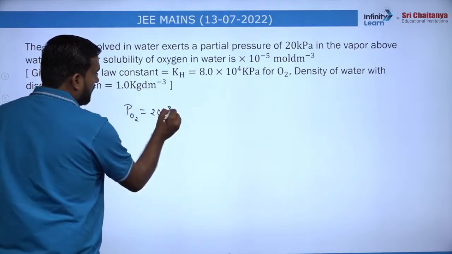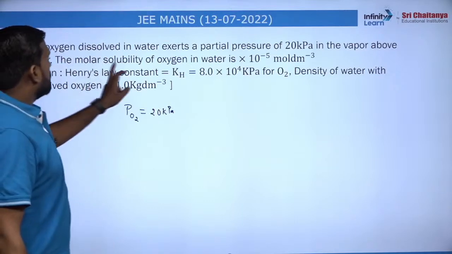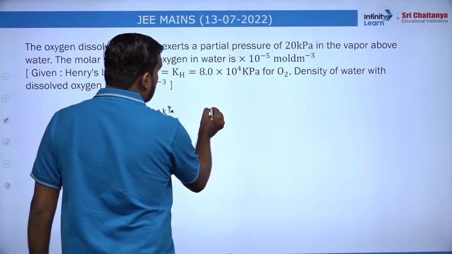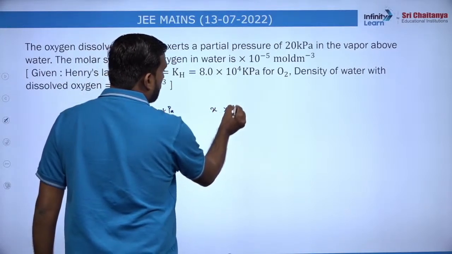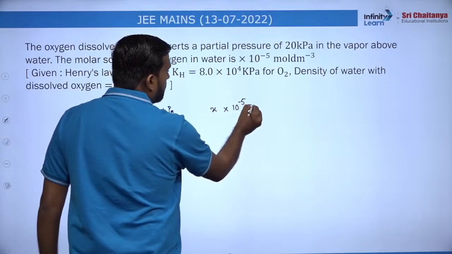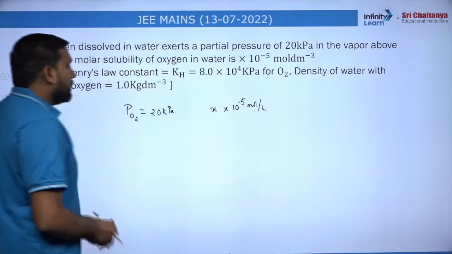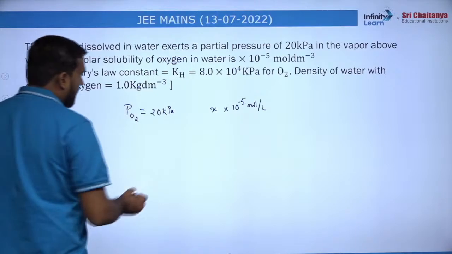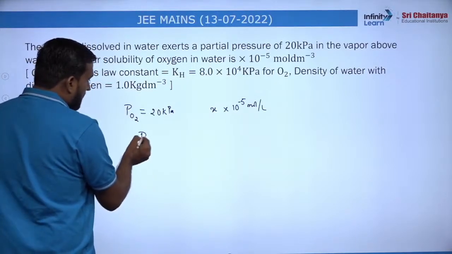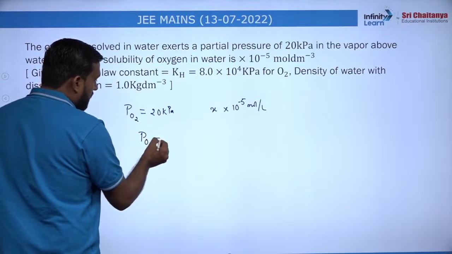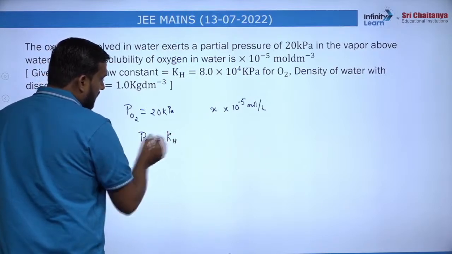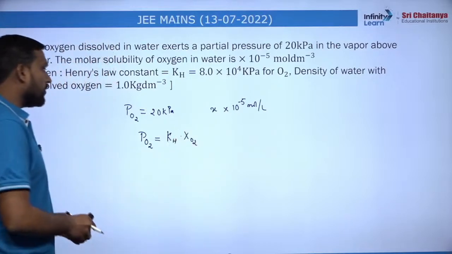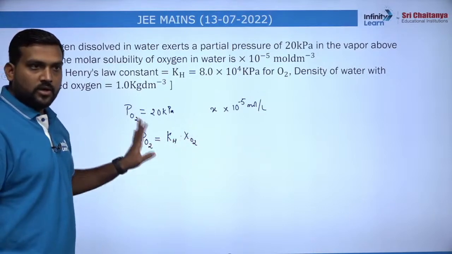So this is given in the question itself above, and the molar solubility of the oxygen is x into something. So you have to find the molar solubility, and that molar solubility has to be represented by x into 10 to the power minus 5 moles per liter. And the given Henry law constants are present there. So we have to use the Henry law equation, and the Henry law equation is that partial pressure of the oxygen is equal to Kh, that is Henry law constant, into mole fraction of the oxygen. From here we can calculate the mole fraction of the oxygen very easily.